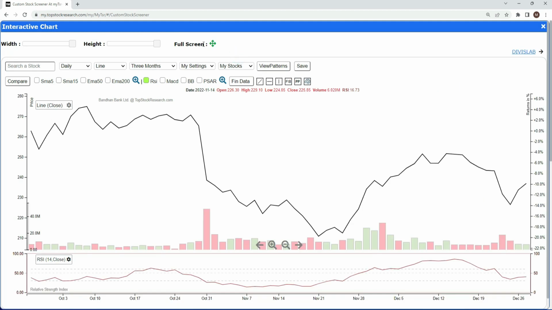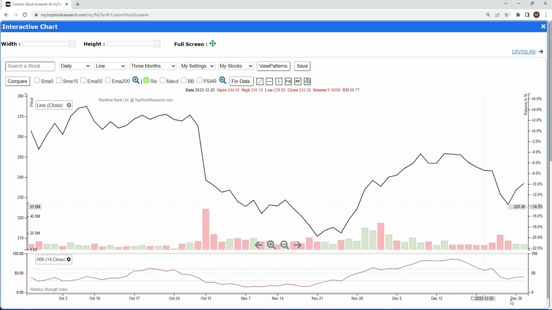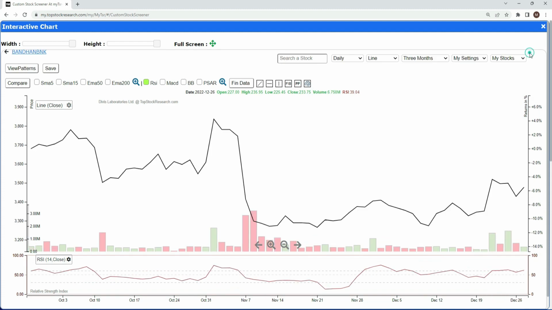Right? So if you see it has crossed below 60, right? Go to the next stock, cross below 60 over here, and the same way you can look at the other stocks, right?